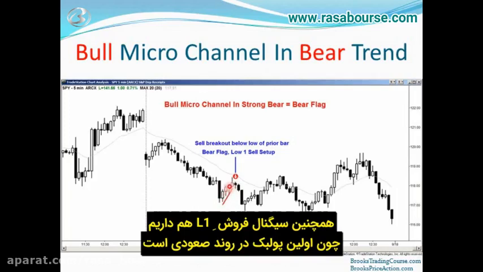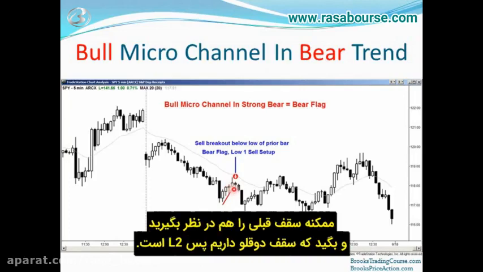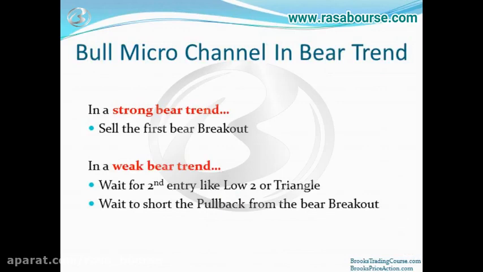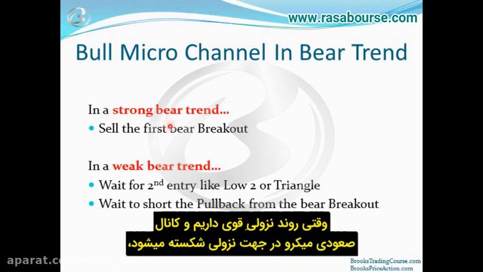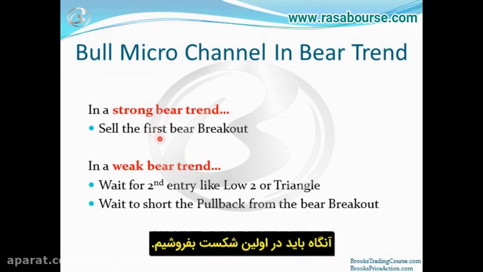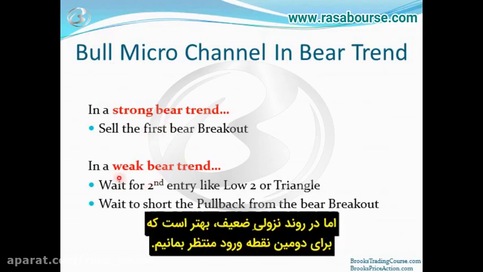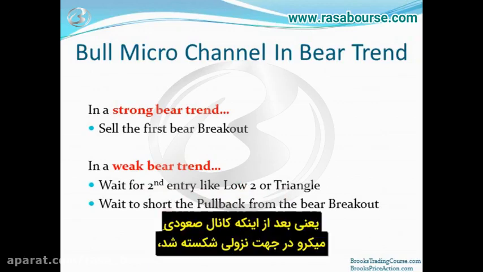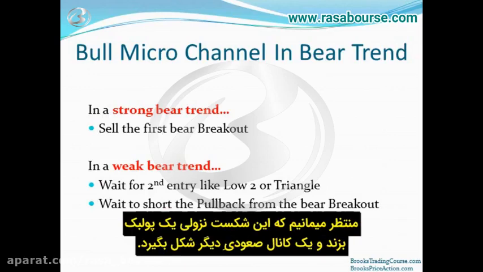It's a pullback in a bull trend, and it's the first pullback. You can also say, well, Al, it's a double top over here, so it's a low 2. That's correct. You can call it a low 2 or a low 1. In a strong bear trend, you sell the first bear breakout of a bull micro channel. In a weak bear trend, you're usually better off waiting for a second entry, in the form of a low 2 or a triangle. You wait to short the pullback from the breakout of the bull micro channel in the bear trend.